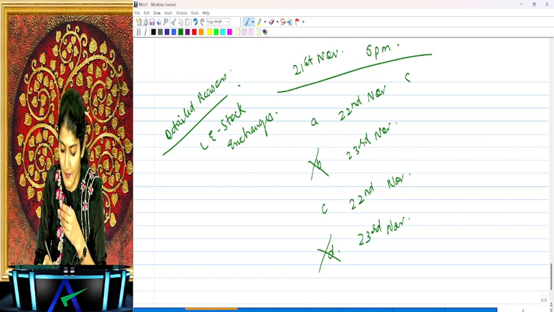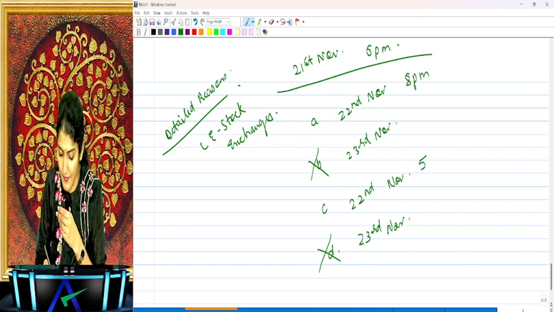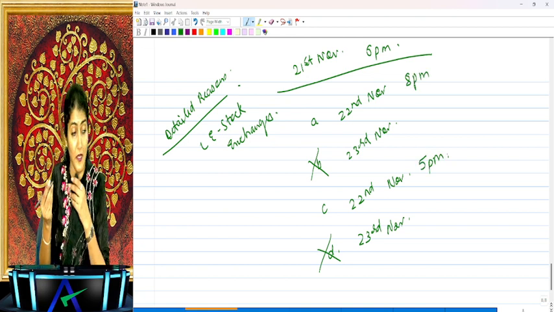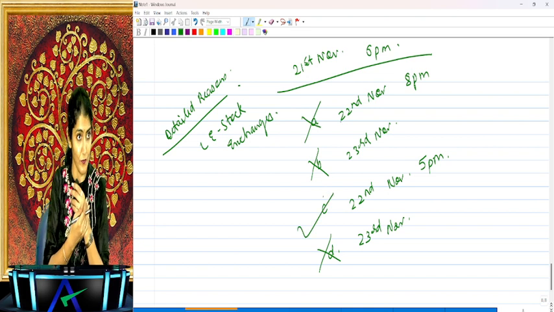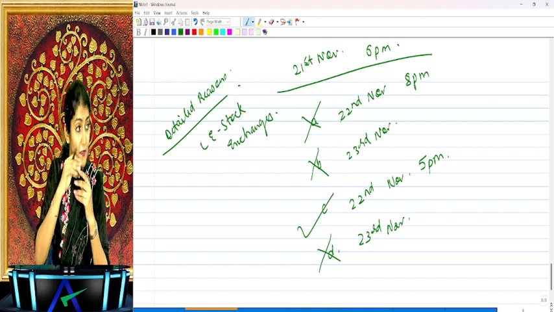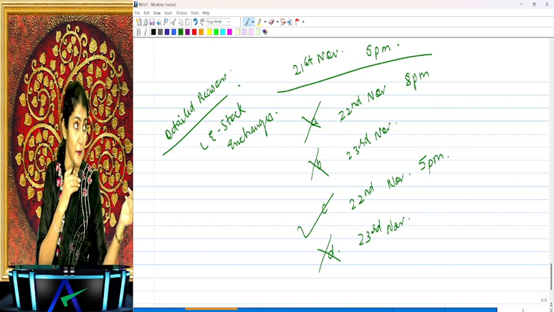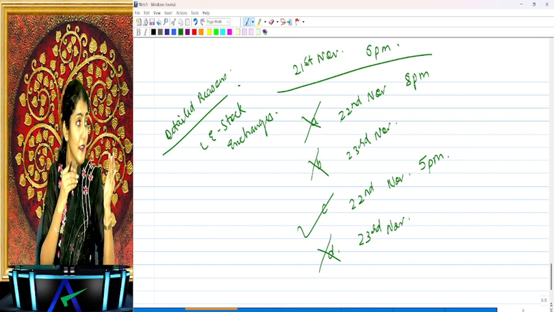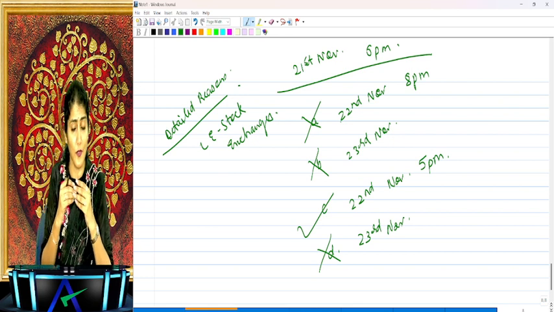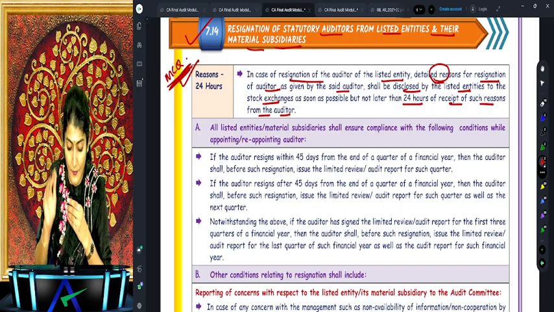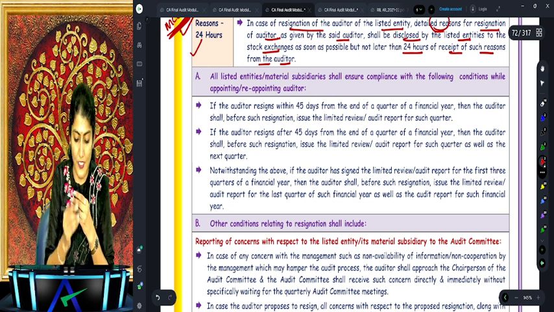And then it says he's given it at 8 p.m. and he's given it at 5 p.m. So it has to be given within 24 hours. So no 8 p.m., 5 p.m., because he resigned the earlier day at 6 p.m. So within 24 hours, the detailed reasons have to be submitted to the stock exchanges. Are you able to follow this, everyone? Okay, right. That is the MCQ which I have already discussed.